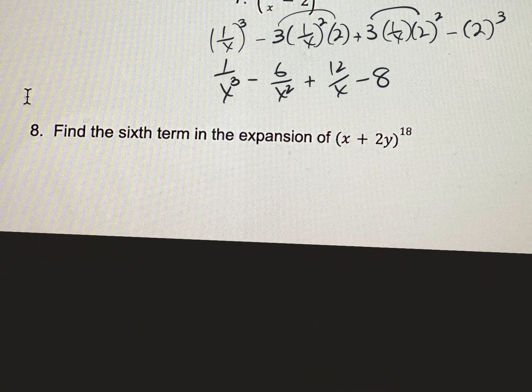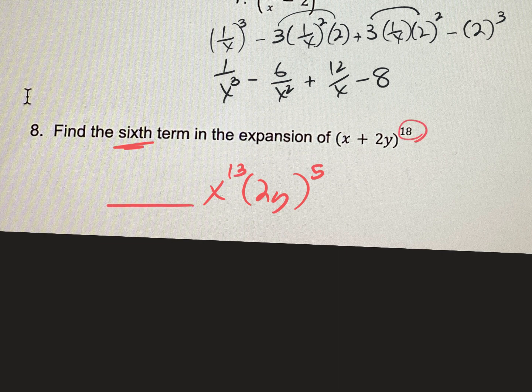All right, number 8. Find the sixth term in that expansion. That's a big one. Okay, so the sixth term, here's what I tried to teach you this week. One of our patterns was that the second exponent is 1 less than the term you're looking for. So if you're looking for the sixth term, the second exponent is 5, which means the first exponent is 13, because 13 plus 5 is 18.